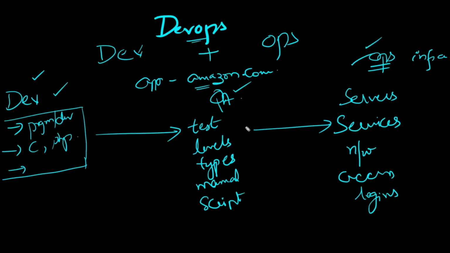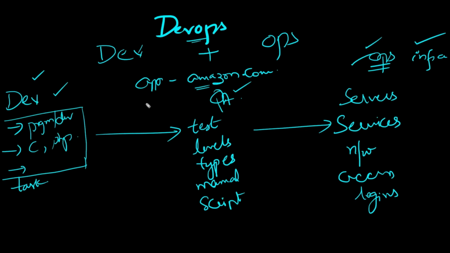So let us take a simple example here. Suppose developers have to execute some task. Maybe they have to build something or test something. Whatever task the dev team and QA team need to perform, they need to have the infrastructure, isn't it? They need to have the servers, the services, the networks, access, logins, and so on. Am I correct?